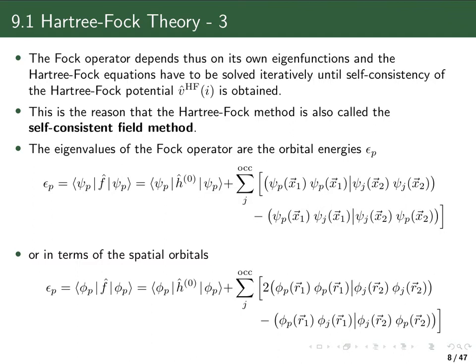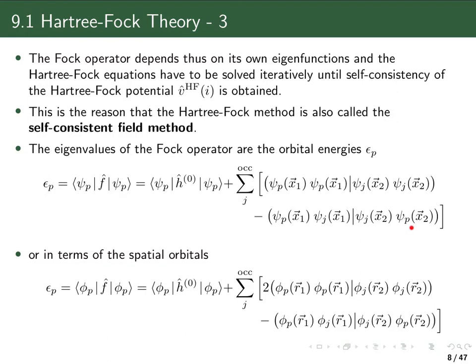And that one has to solve these equations to self-consistency is the reason why one also calls this the self-consistent field method. Now the eigenvalues, when one has reached self-consistency, are the diagonal elements of the Fock operator, and they look like this, where here we have the kinetic energy and the electron nuclear interaction contribution, and here the contribution from the averaged interaction between the electron we look at and all the other electrons.